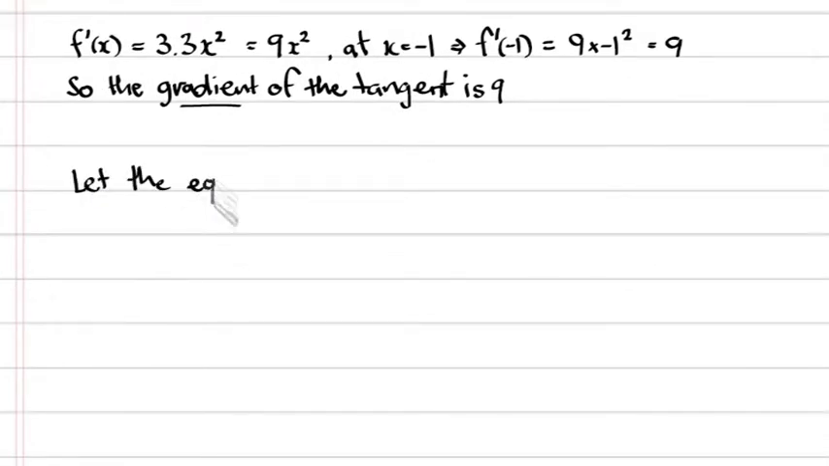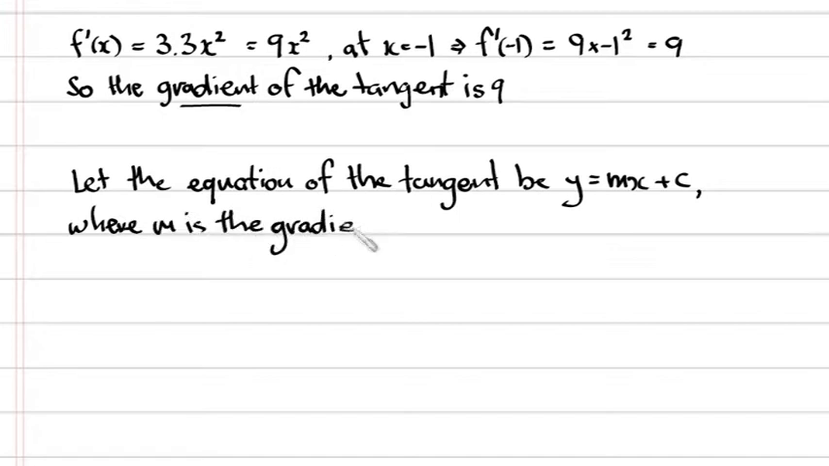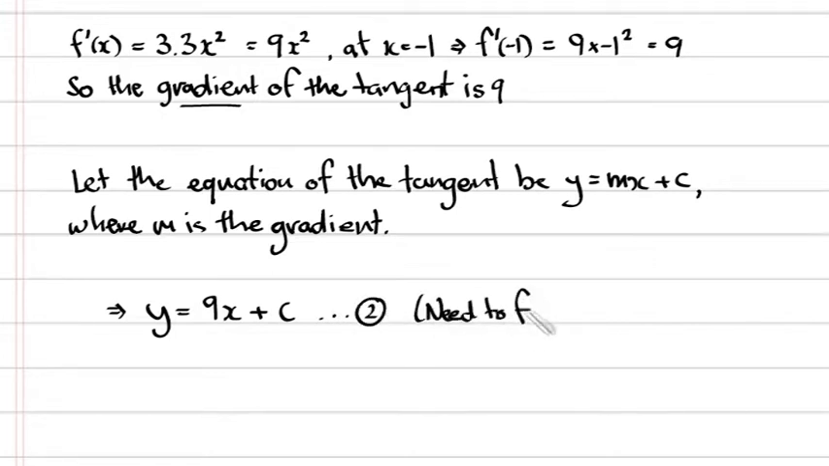Let's let the equation of the tangent be of the form y equals mx plus c. That's just the standard form for a straight line, and we know the tangent's going to be a straight line. Now we already know the value of m in this equation, m being the gradient of course. So we know that our equation is going to be y equals 9x plus c. And I'll call that equation 2, again so we can refer back to it later.